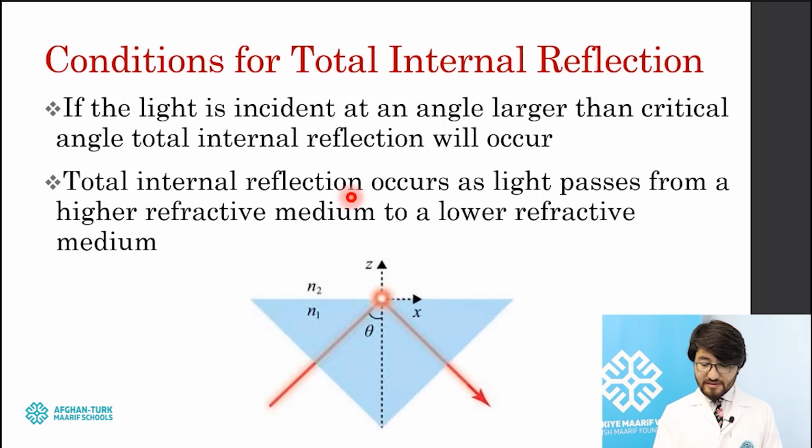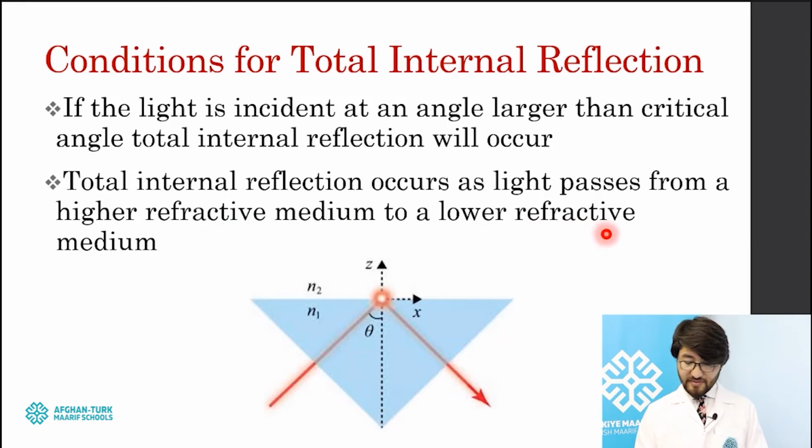Total internal reflection occurs as light passes from a higher refractive medium, it means denser medium, to a lower refractive medium, it means rarer medium. When total internal reflection occurs, the light travels from denser medium to rarer medium.